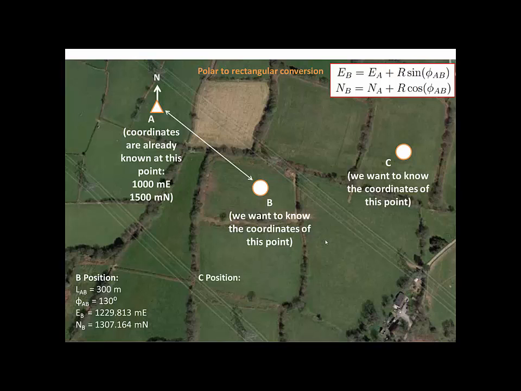And we can do the same for point C. Measure the distance. Measure the whole circle bearing, which is the angle clockwise from north to the AC line. And then the easting of C comes from the easting of A, 1,000, plus the distance, 400 multiplied by sine 100. The northing of C is then the original northing, 1,500, plus the distance, 400 multiplied by cos 100 degrees.